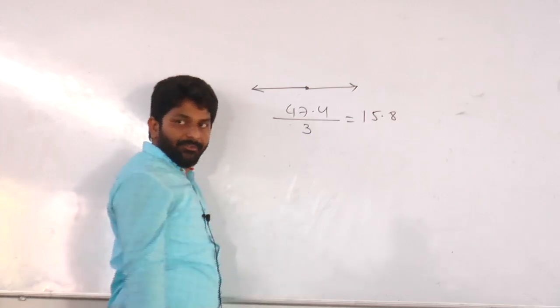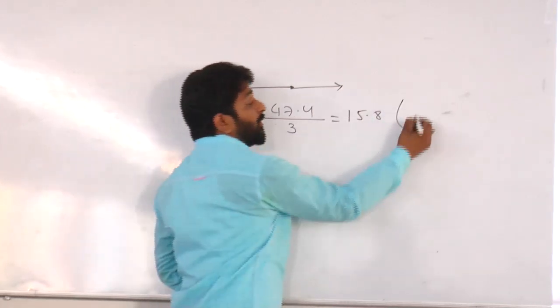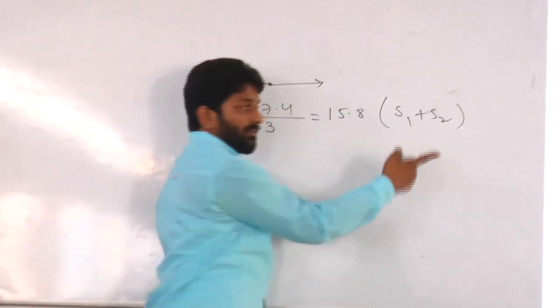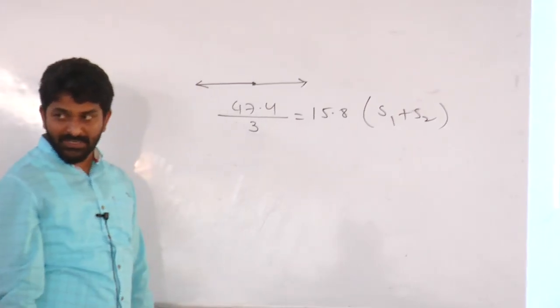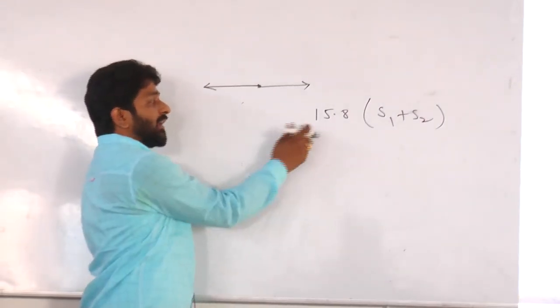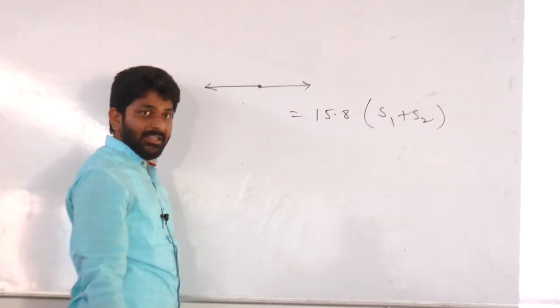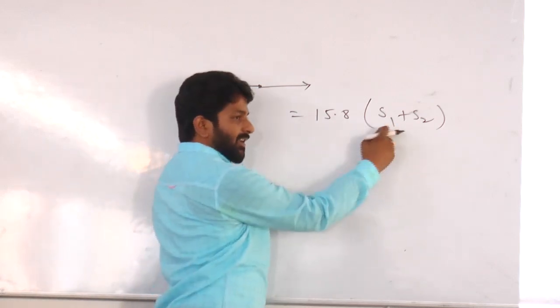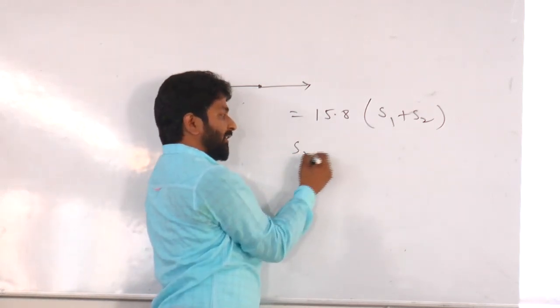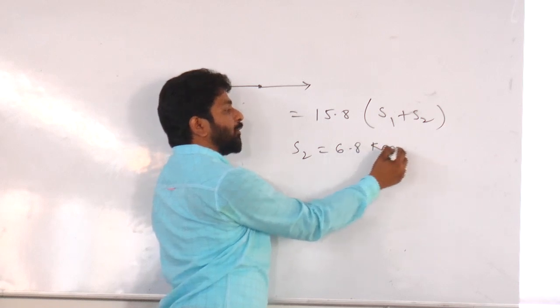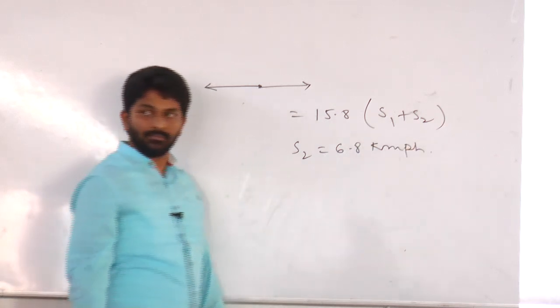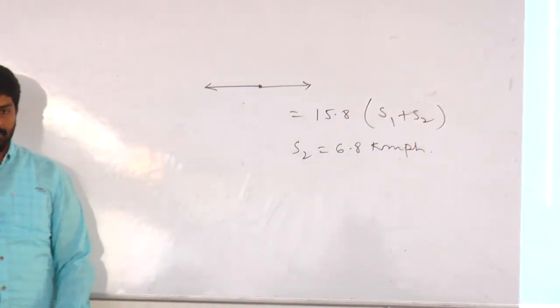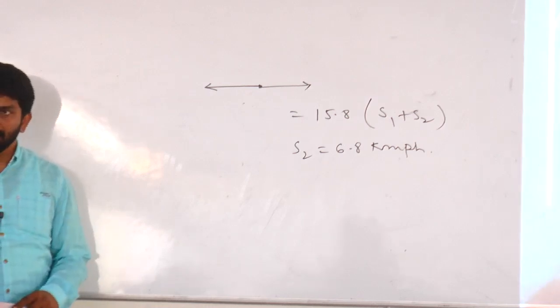15.8, which is equal to S1 plus S2. Relative speed S1 plus S2. And out of this, one girl's speed is already given as 9. The other girl's speed is 9 plus x is equal to 15.8. S2 is equal to 6.8 kilometer per hour. Got it? Yes?